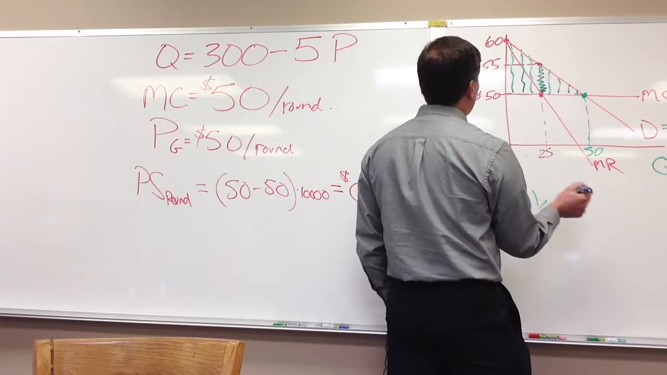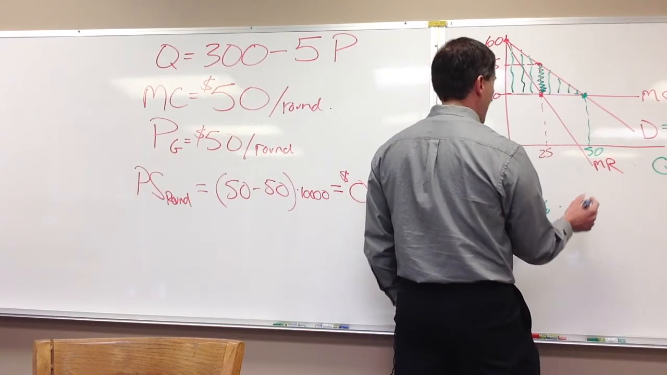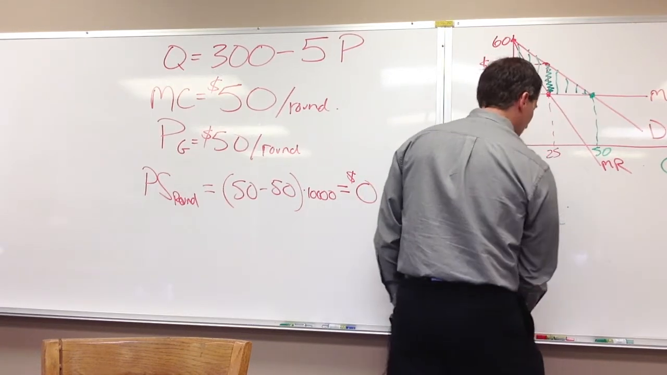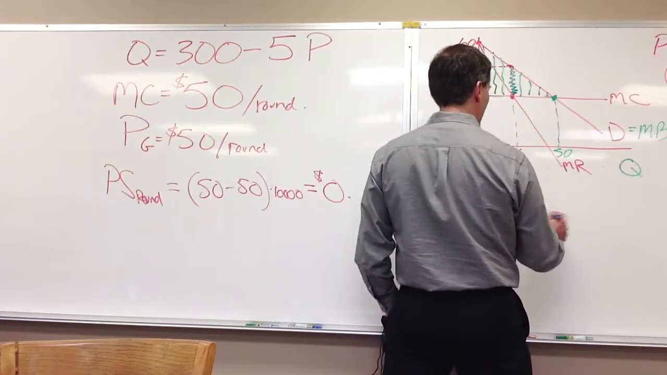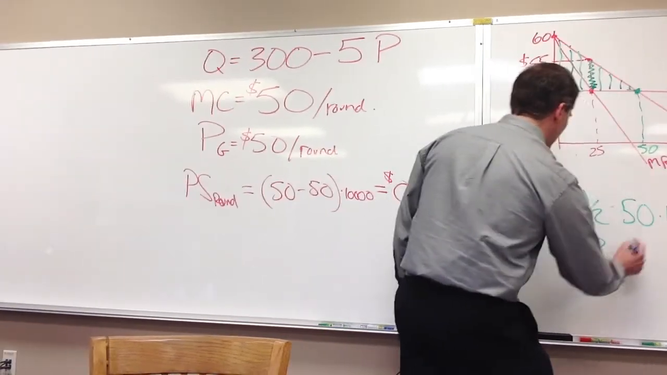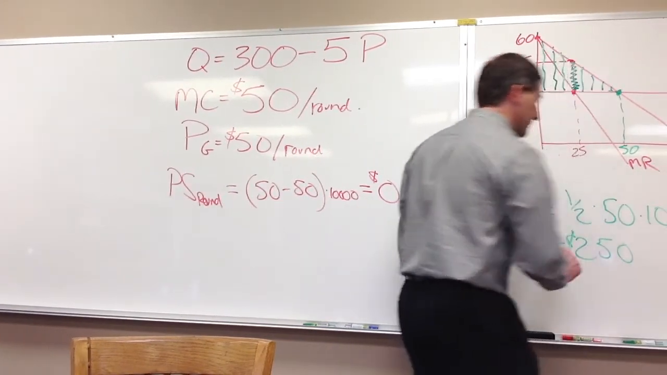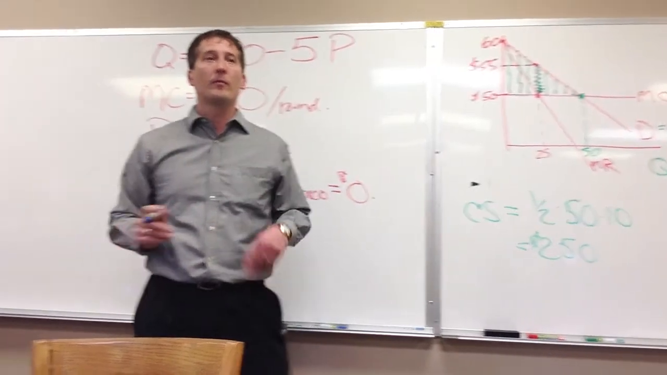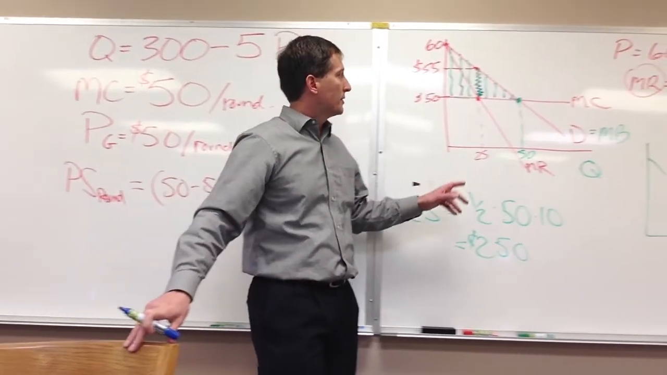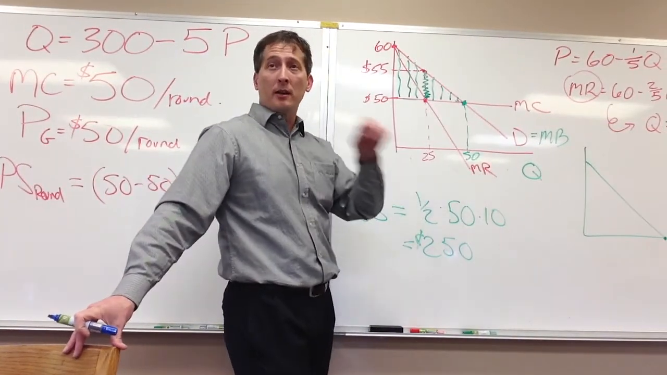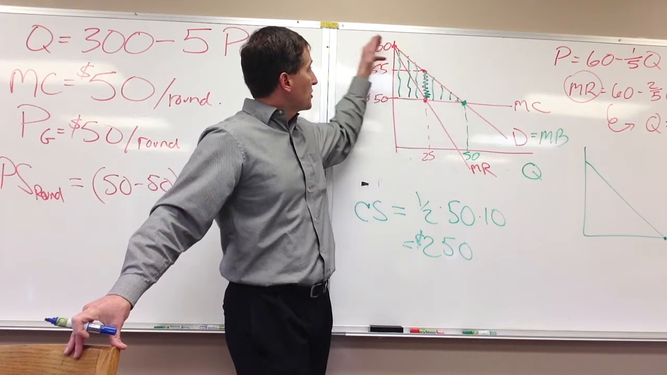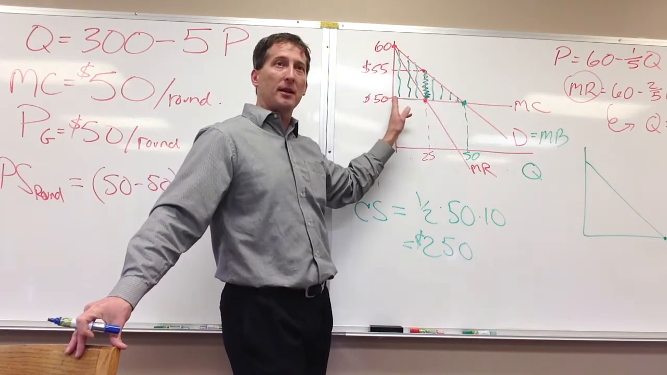So one-half of 10, or I guess that's like my base, if I follow base times height. 50 times 10. $250. So not a bad deal for the golf course. They're extracting all of the consumer surplus.